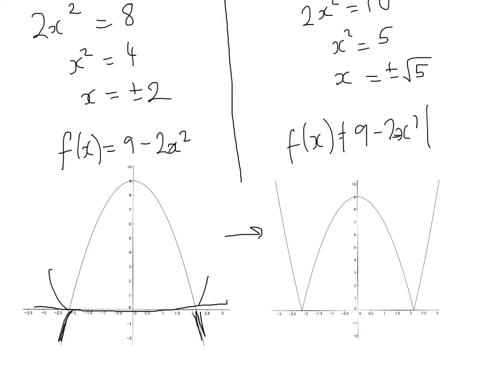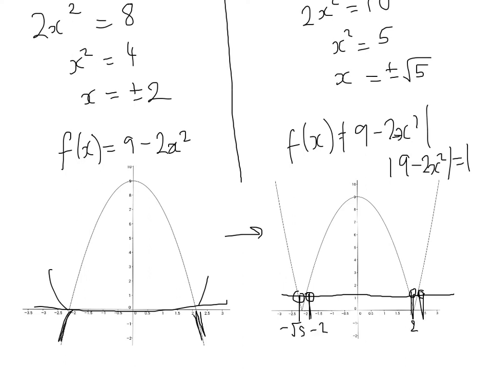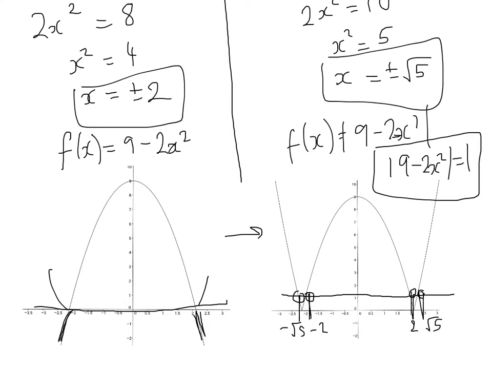So if I want to solve the equation modulus of 9 minus 2x squared equals 1, I'm going to find when f of x equals 1, which is here. That's a pretty bad line. And as you can see, there are four solutions, which are the four solutions that I had previously. Here, here, here, and here. So you've got minus root 5, minus 2, 2, and root 5. So actually there are 4 points on which this equation holds, and I found them here and here.